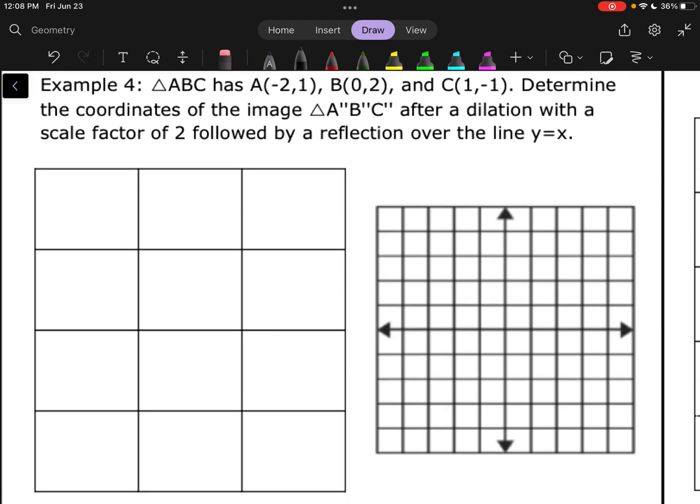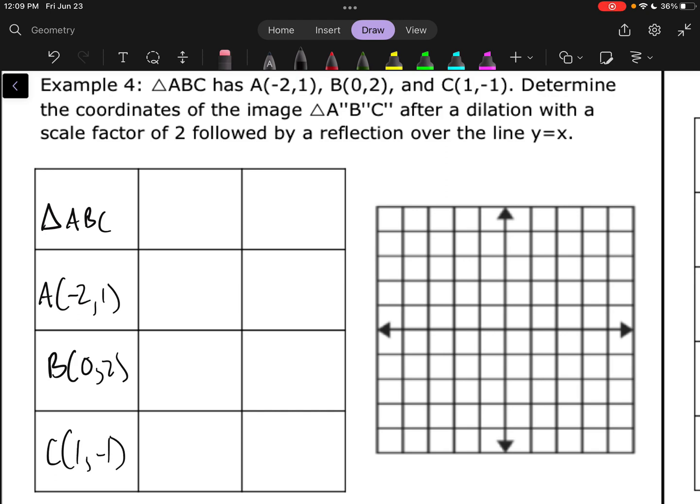All right, so determine the coordinates after a dilation with a scale factor of 2 followed by a reflection over the line y equals x. Cool. So triangle ABC, A is -2, 1, B is 0, 2, C is 1, -1. Dilation with a scale factor of 2 comes first, but let's get this plotted. -2, 1, 0, 2, 1, -1.